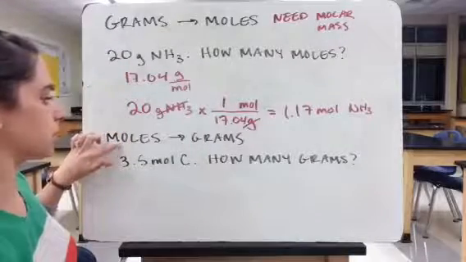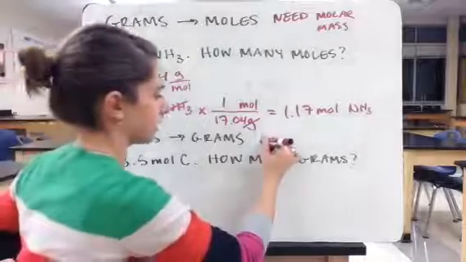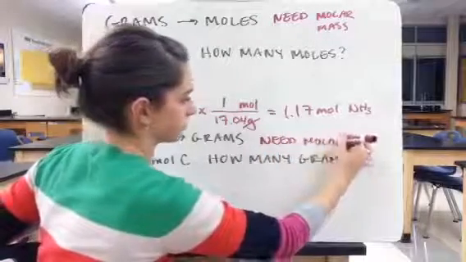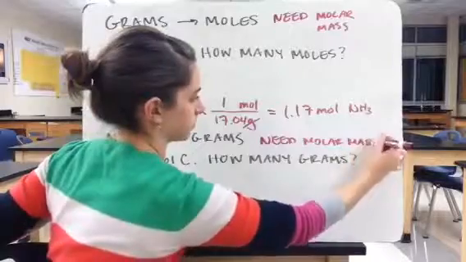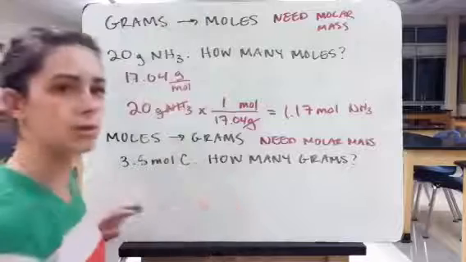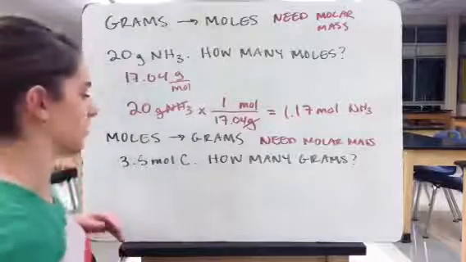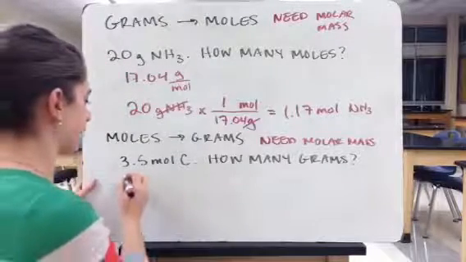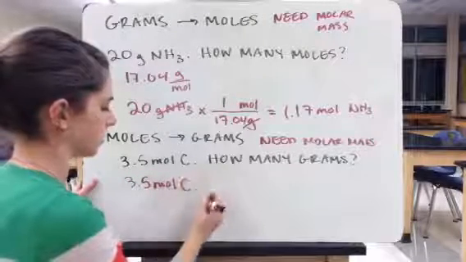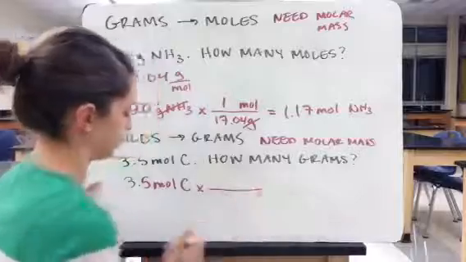Likewise, if we want to go backwards from moles to grams, we again need the molar mass. So any type of conversion between grams and moles, no matter which way you're going, you use the molar mass. Here we have 3.5 moles of carbon. Set up my conversion factor.